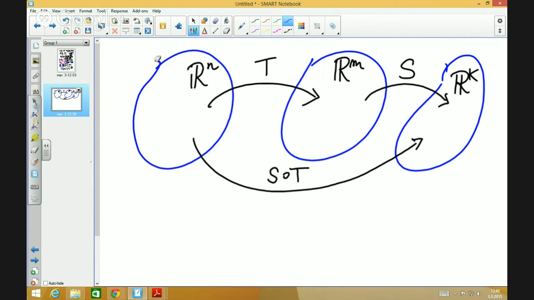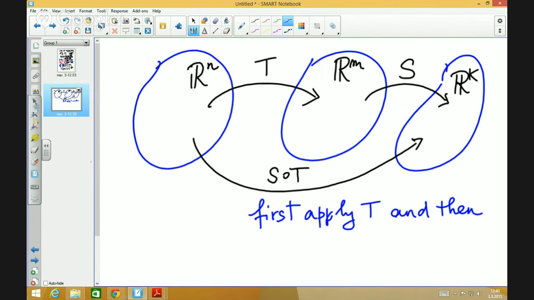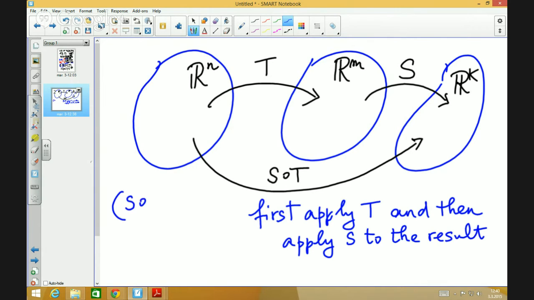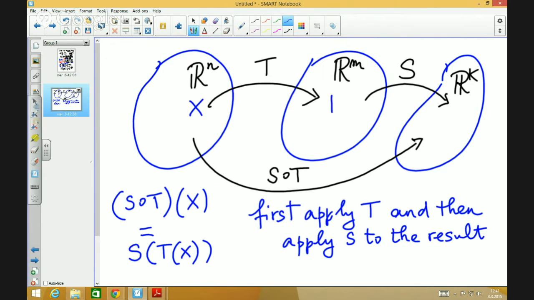Now, what does this mean? It means first apply T, and then apply S to the result. If you want the formula, S composed with T applied to a vector X, what is it? It's S applied to T of X. So you start from X here, you apply T, you get a vector T of X in Rm. But since S is a function from Rm to Rk, you can apply S to T of X, and out comes S of T of X.